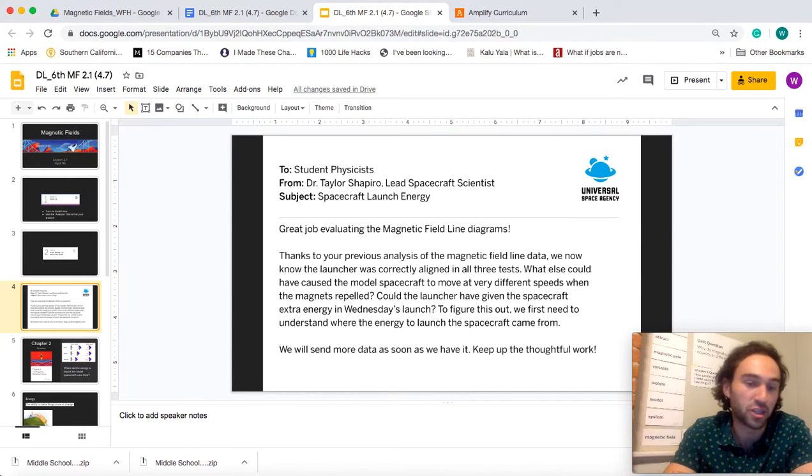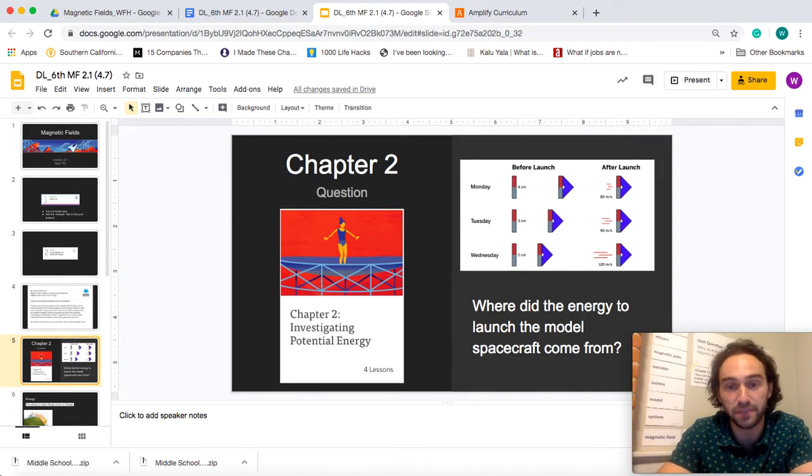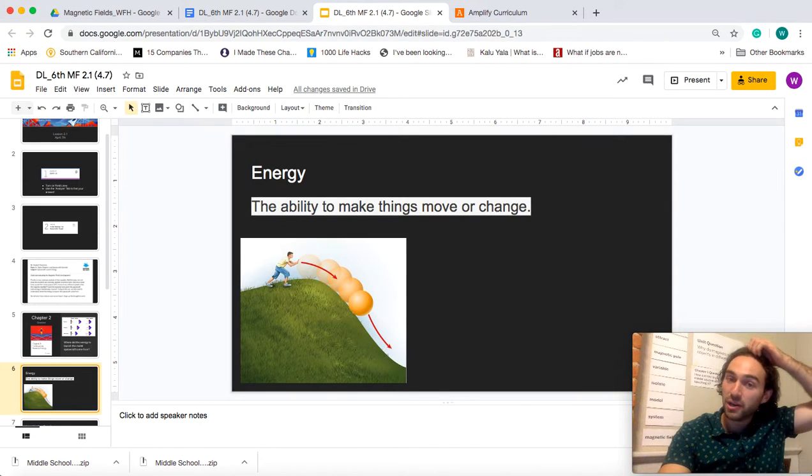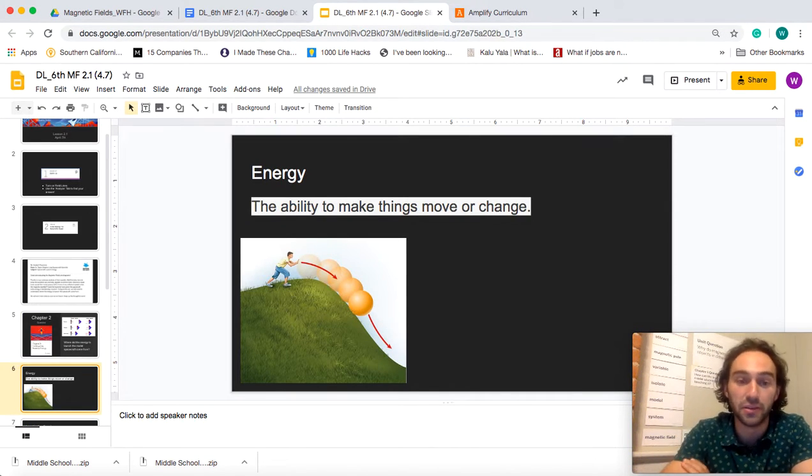So our Chapter 2 question, we have a new question today. It is, where did the energy to launch the model spacecraft come from? As we look at these launches, where is the energy coming from in order to send this spacecraft up into space? What is energy? Just a reminder, I know we've talked about it before in other units, but it's the ability to make things move or change.